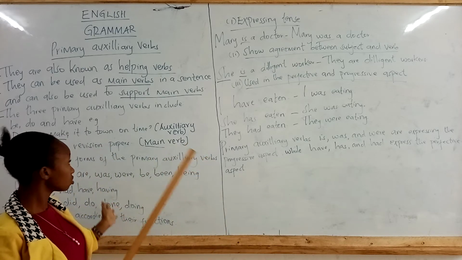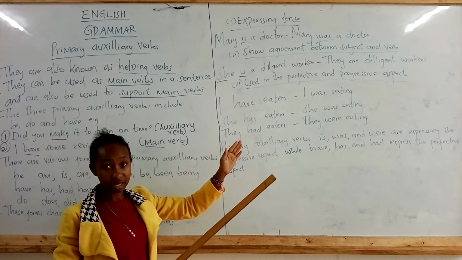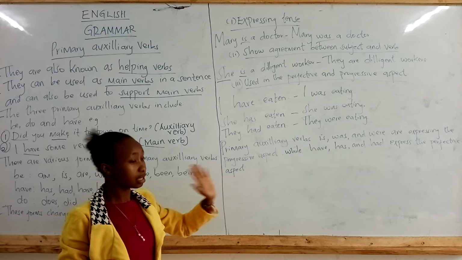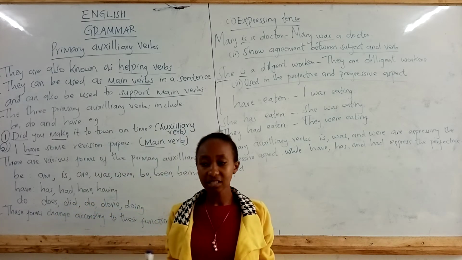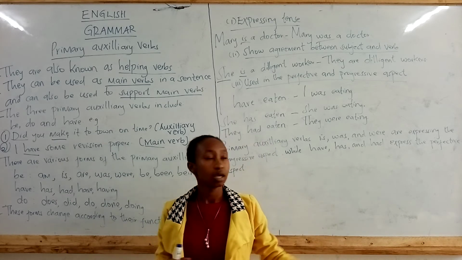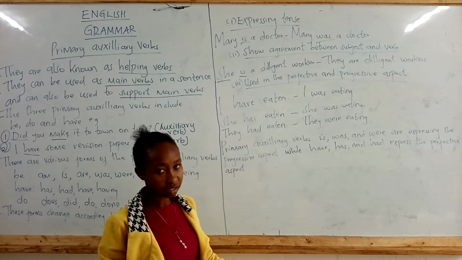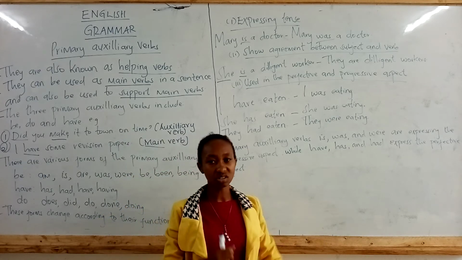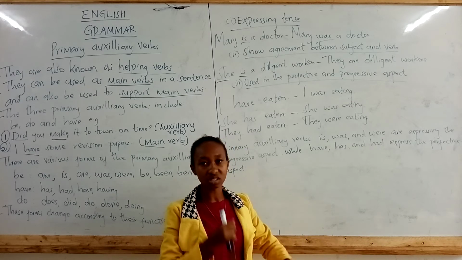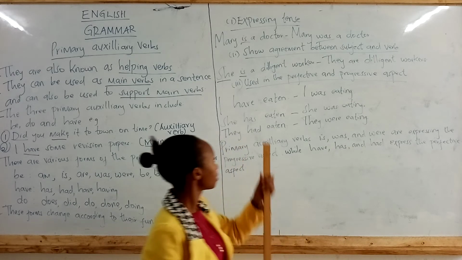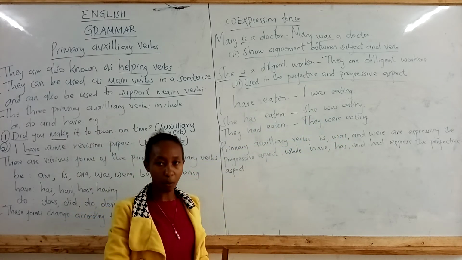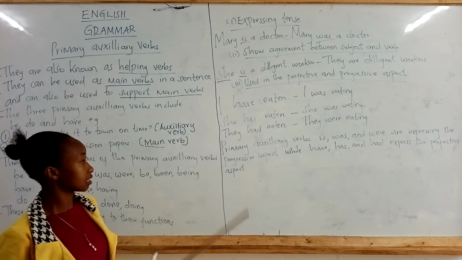The verb also is used in the perfective and the progressive aspect. What do I mean when I talk about perfective aspect? Perfective aspect is when an action has been done and it's already complete. If I talk about the progressive aspect, it means an action is still continuing to take place, or at that particular time that it was being talked about, it was still taking place. That is why we are talking about progressive, continuing. Perfective, already complete.